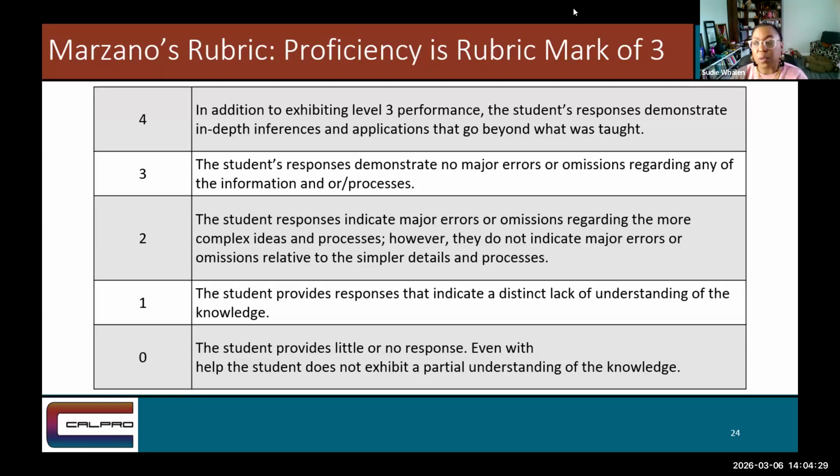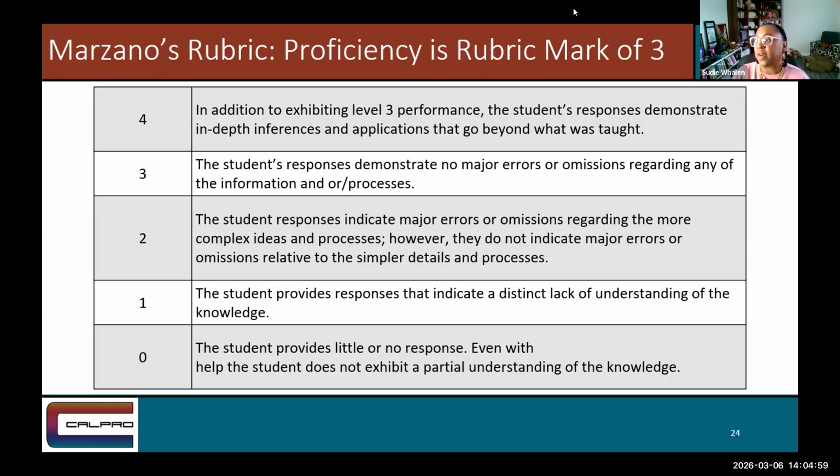Level 2 is slightly below that. The student response indicates major errors or omissions regarding more complex ideas and processes. However, they do not indicate major errors or omissions relative to simpler details and processes. That basically means the student is almost there, but there are still some mistakes happening. This might be the student can do it with teacher help and support, but they can't do it on their own type of thing. They understand it, but they need a little bit more extra help, so they're not quite proficient yet.